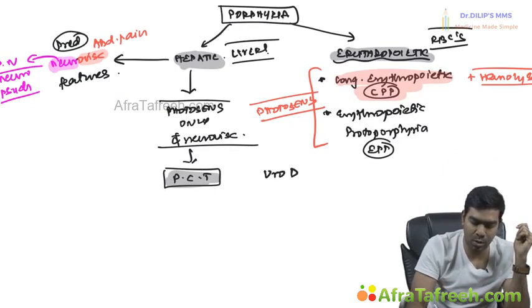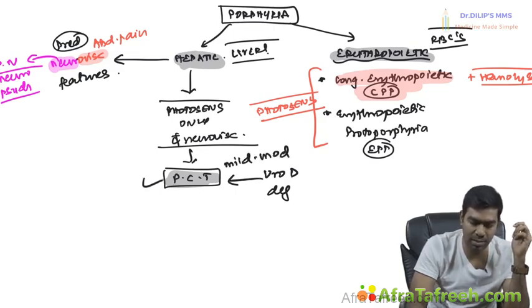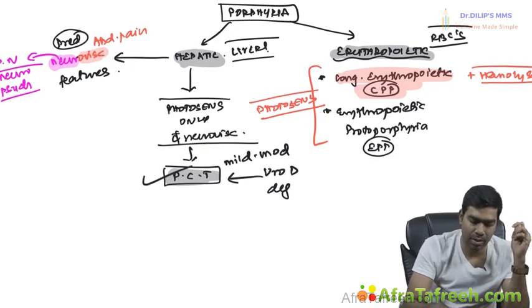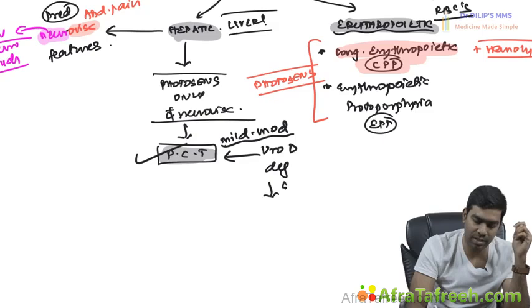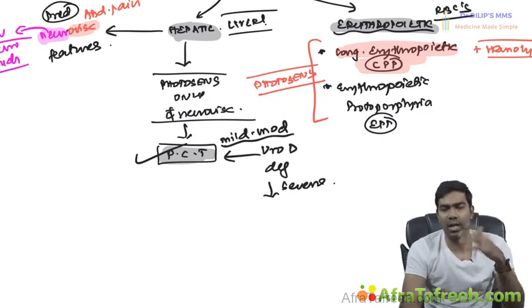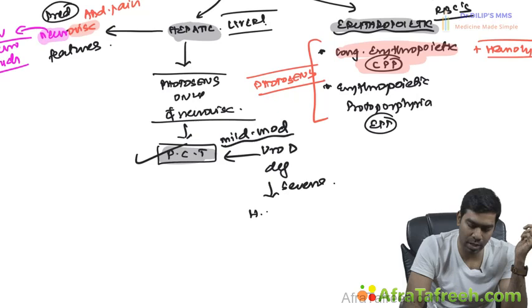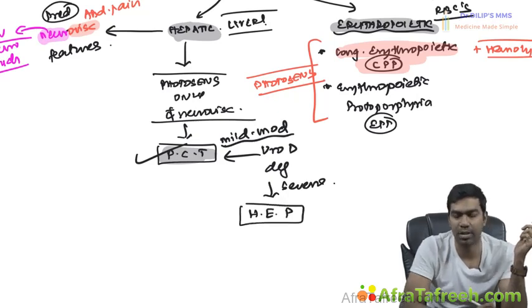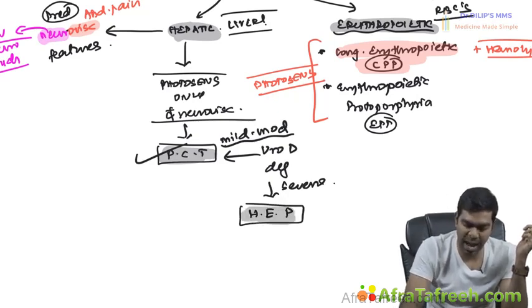Suppose it's a UROD deficiency: usually a mild to moderate deficiency typically results in PCT, that is porphyria cutanea tarda. A severe UROD deficiency results in a different type of porphyria, which you can imagine as a severe form of PCT, called hepatoerythropoietic porphyria, HEP. With a completely absent enzyme or a very severe deficiency, it's an augmented form of PCT. You can remember it as hepatoerythropoietic porphyria.